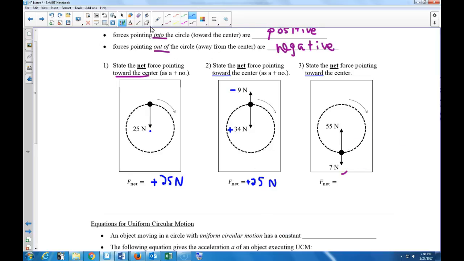Okay, how about here? In this case, the 55 is up, but that doesn't matter if it's up or down. The important thing is it points into the circle, so it's positive. The 7 is out away from the circle, so it's negative. When I add the positive 55 and the negative 7, what do I get? 48. And again, it comes out positive.